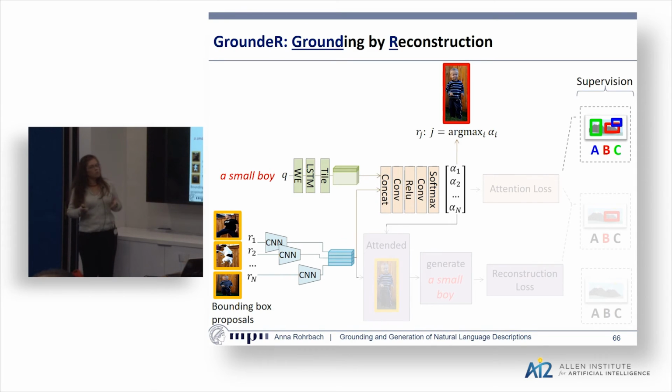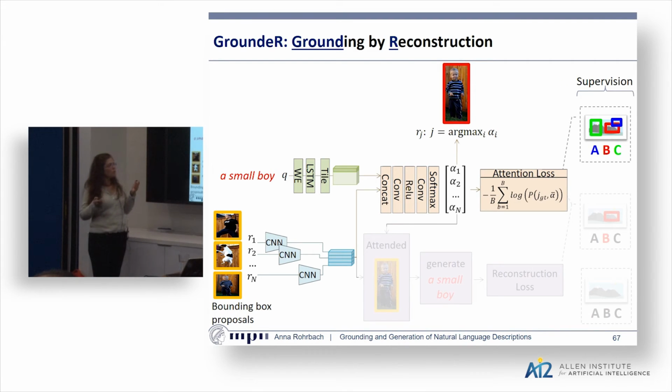Now, in the supervised case, the attention loss is a cross-entropy loss, which tells us the log probability of the correct index j, the ground truth, to be predicted given the alphas. And then in the unsupervised case, the reconstruction is happening as follows.